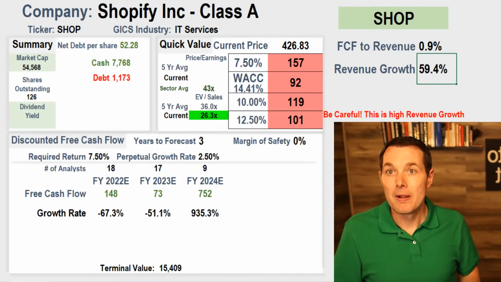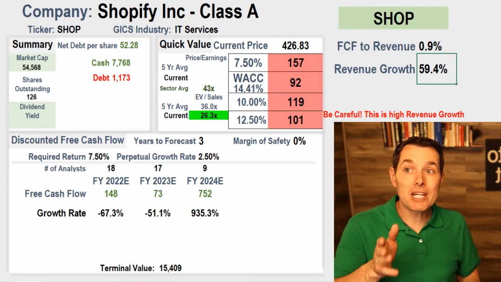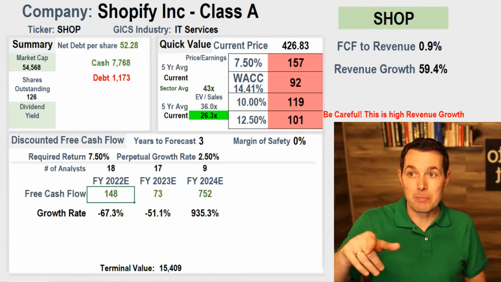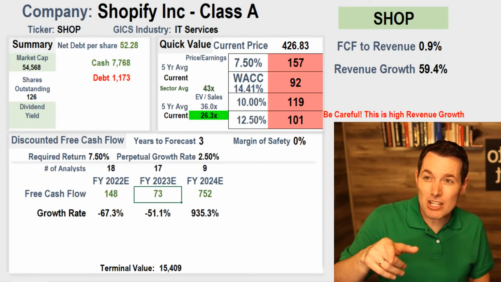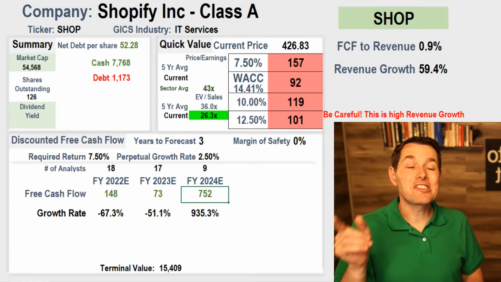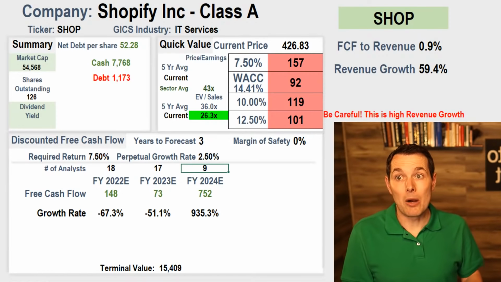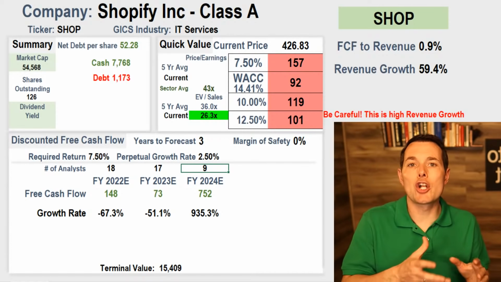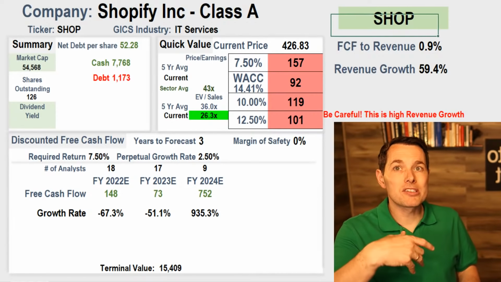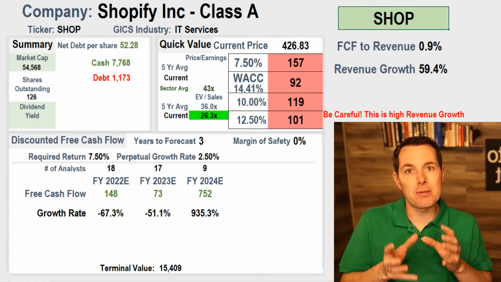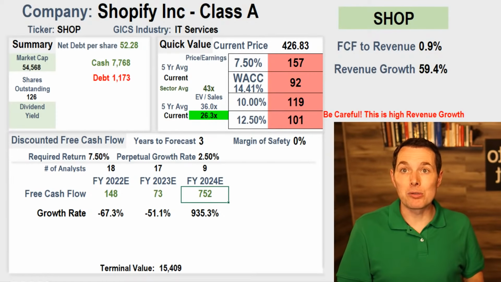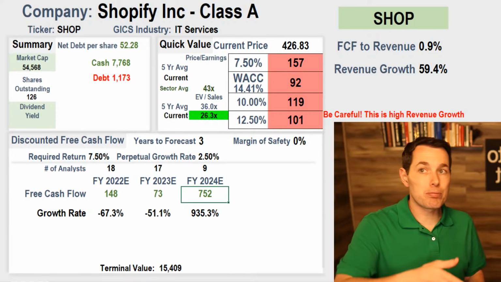Use your own numbers. But in this case, my big question is we got them positive free cash flow, 148 million, followed by 73 million, followed by 752. Now, we have plenty of analysts here, so I'm assuming there's some logic behind this. Are they rolling something out? Are they doing something? What are they fundamentally doing to make this happen? Because once we have those answers, then we can project out further.